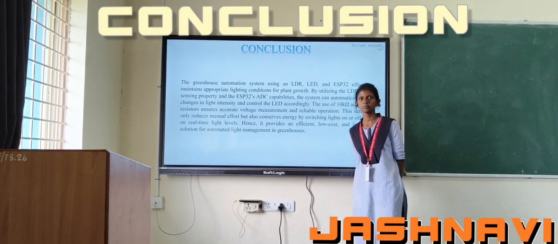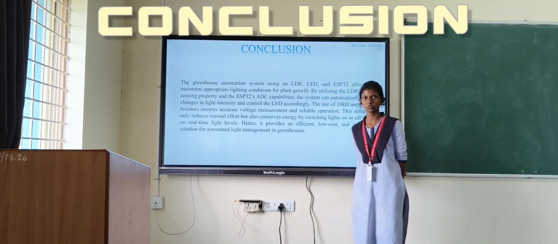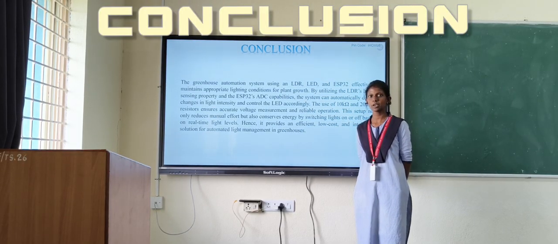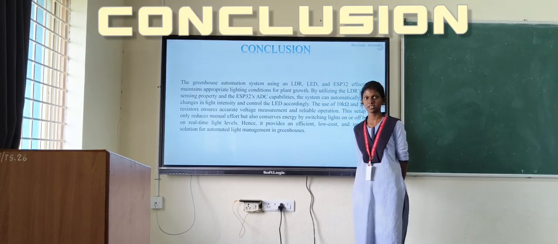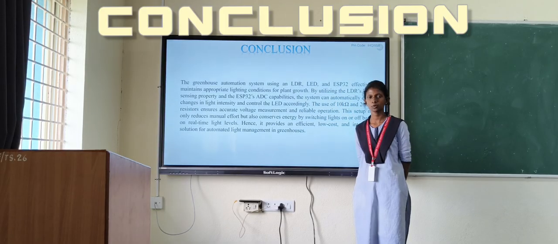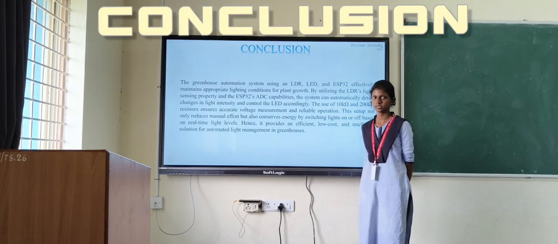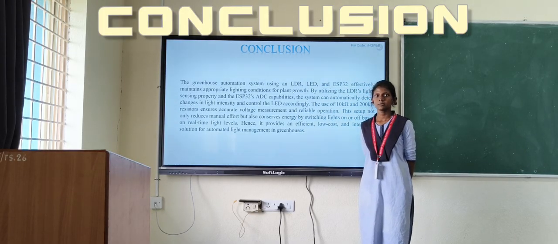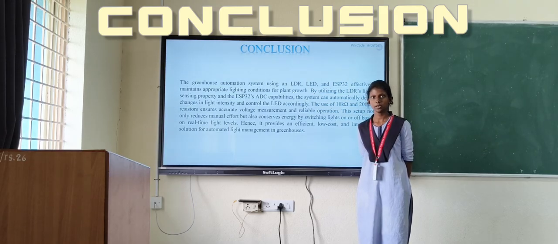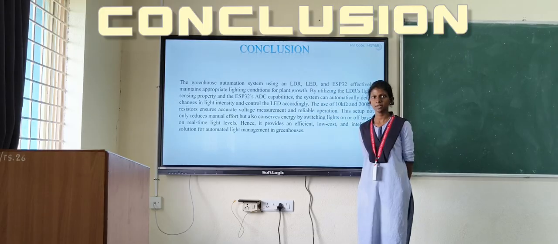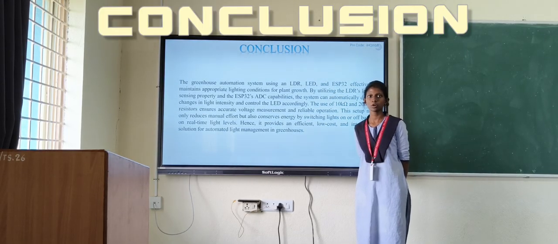Finally, to conclude, the greenhouse automation using ESP32 project shows how light control can be done automatically using simple IoT-based technology. The LDR sensor helps the system detect light levels, and the LED responds by turning on or off. This reduces manual effort and saves energy. This project is cost effective and easy to build, using small greenhouses, creating a base for upgrading to future smart systems. Thank you.